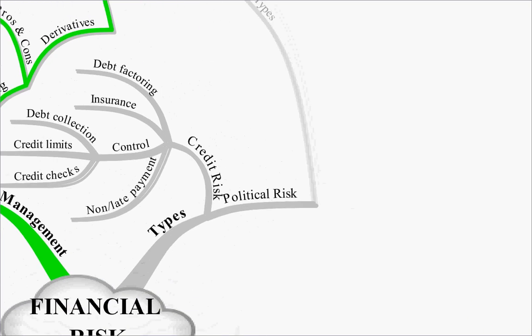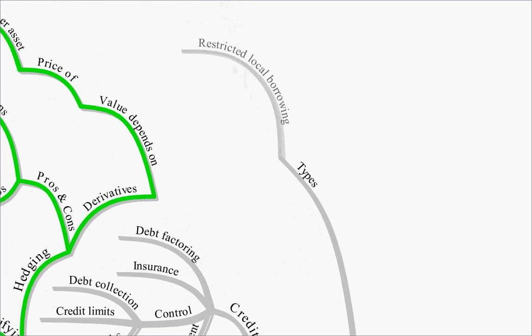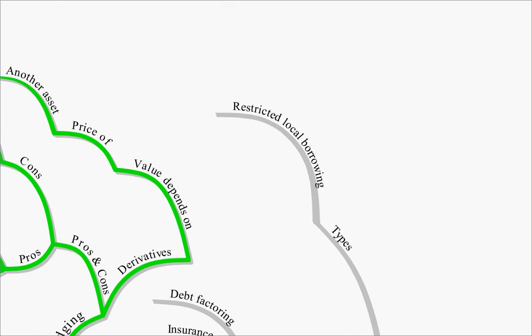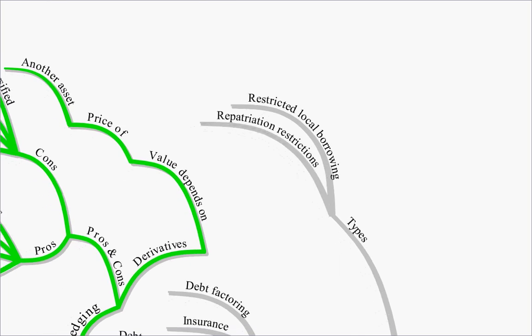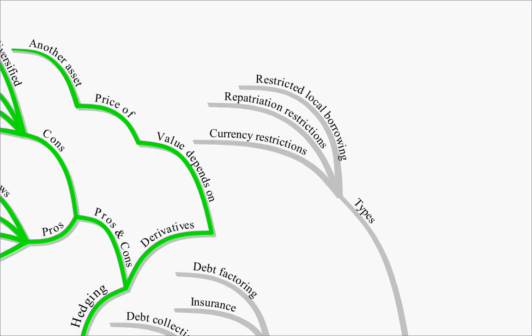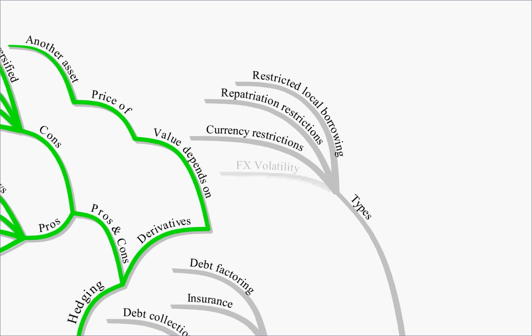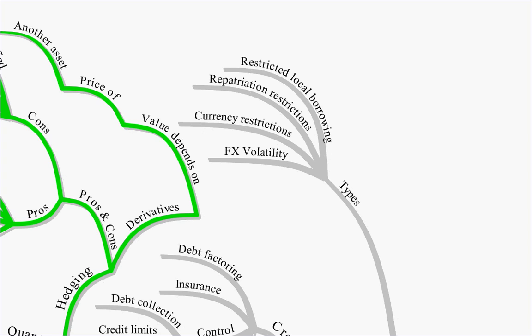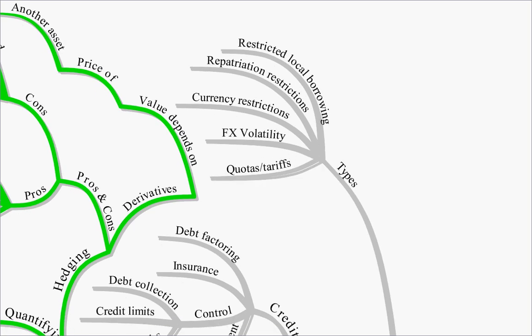Political risk. Types of political risk: there may be restricted local borrowing if you're in a different area. You may not be able to repatriate the funds that you receive. There may be currency restrictions on how much currency you can actually change, and there may be volatility in the currency rates if it's maybe a small emerging country that you're dealing with. There may also be quotas or tariffs involved, which make you a little bit less competitive.